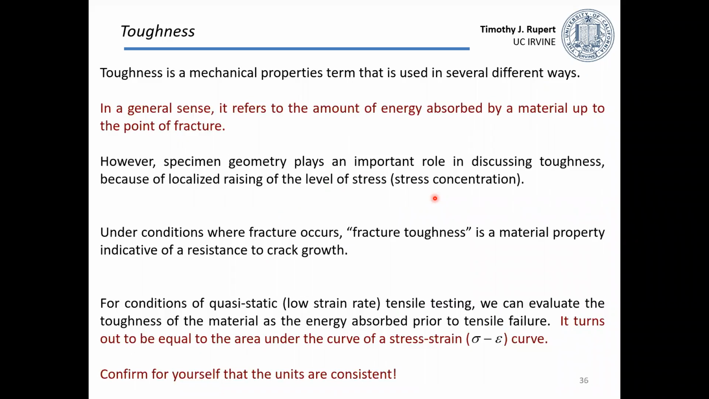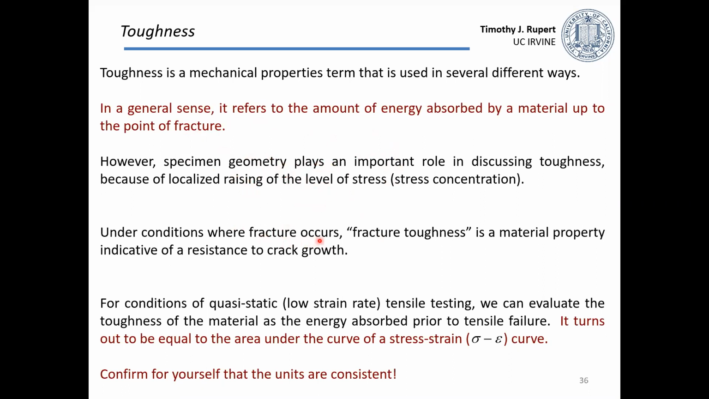So toughness is a term that can be used in several ways. In the most general meaning, toughness is the amount of energy a material absorbs before it fractures. So how much energy do I have to put in to take the sample, pull it until it breaks and can no longer be put back together? So specimen geometry is going to play an important role in that.